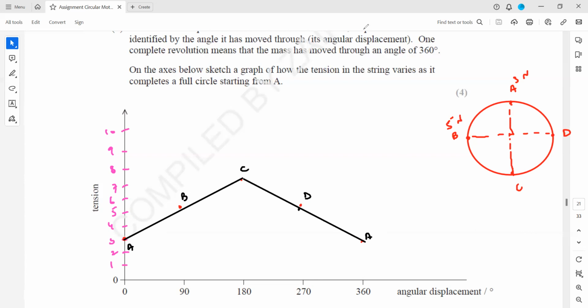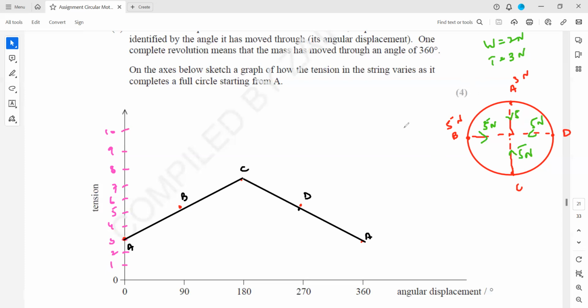But the centripetal force is the same. At all positions, the centripetal force is 5 Newton, because that's the resultant force. But tension varies because the weight of this object is 2 Newton. Here the weight is acting downward, and we want the total downward force to be 5. So weight is already 2 there. How much tension do we need? We need 3 Newton tension to get 5.